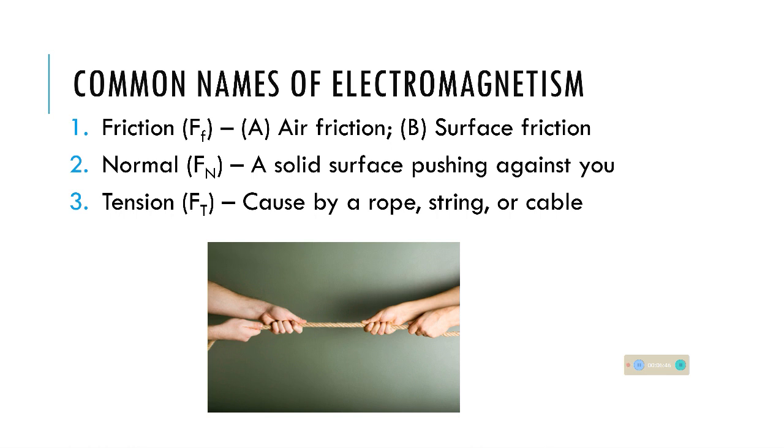All right, next one, tension. Tension is typically seen in ropes, strings, or cables. Okay? Now here's what I want you to do. I have a rope, string, or cable right here, okay? And I've got a mass hanging from it. Which way is the string pulling this? Up. Which way is the string pulling my hand? Down. Or it's pulling inwards.